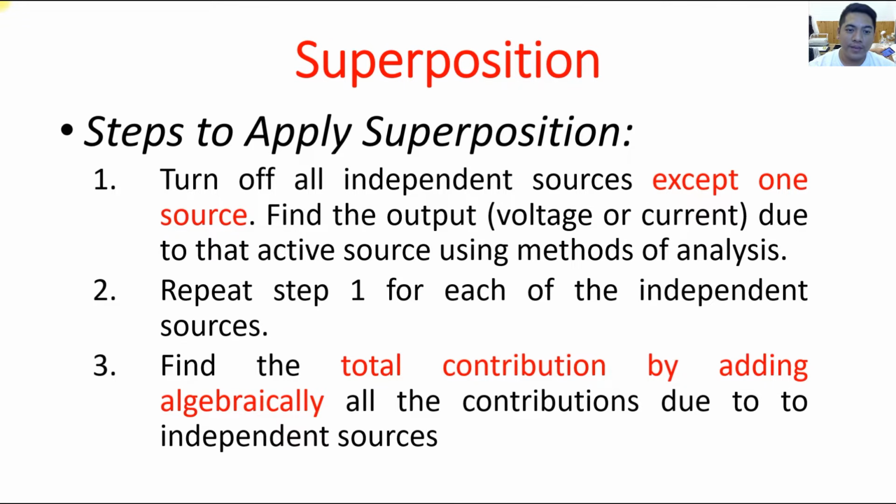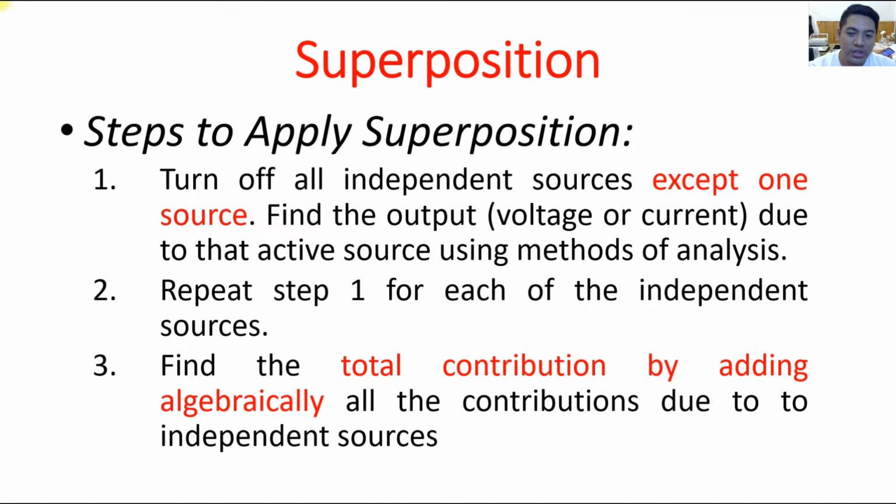Okay, so number two, repeat step one for each of the independent sources. So if you are done already with one source, you move on to the second source. So turn off the first source and turn on the second source. And if you have three sources, again, after analyzing the second source, you turn off the second source and then you go to the third source, depending on how many sources you have in a circuit.